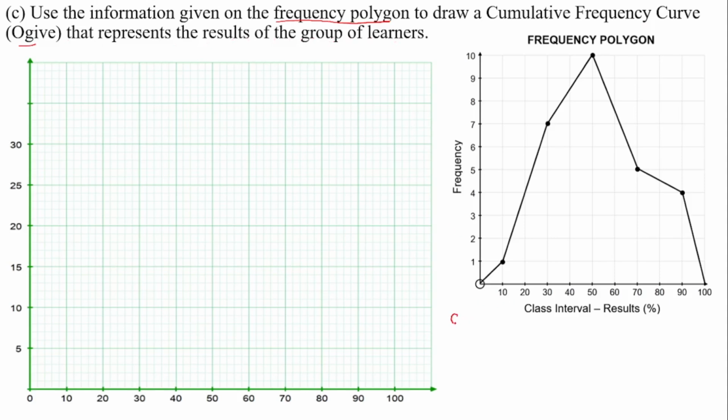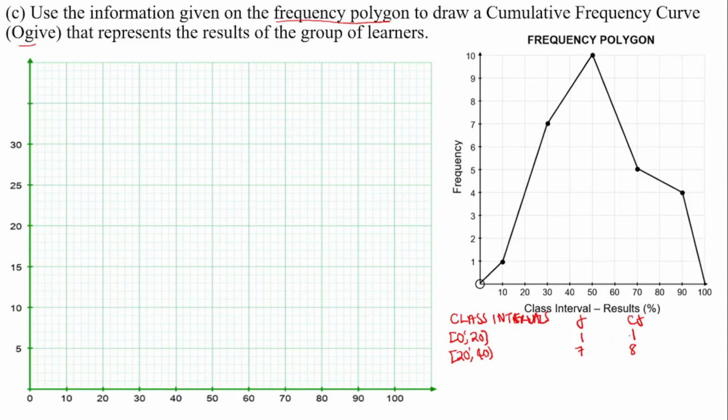We have our class intervals here, and then we have our frequency, and then we're going to have the cumulative frequency here. Right, the first class interval is 0 to 20. How many? One learner, and then the cumulative frequency is 1. And then the next one is 20 to 40. How many learners? 7. Then the cumulative frequency is going to be 8, because 1 plus 7 is 8.